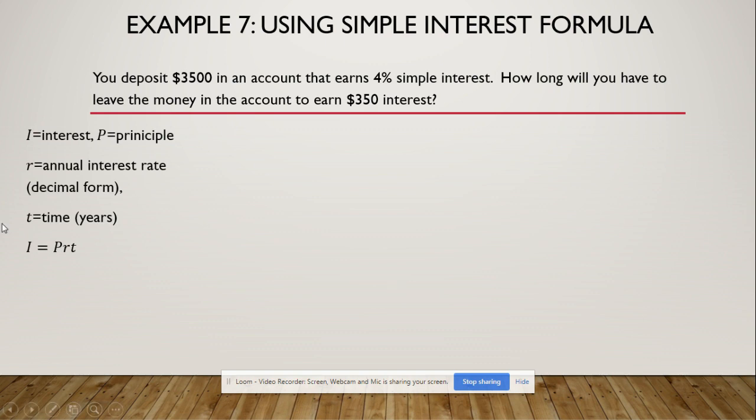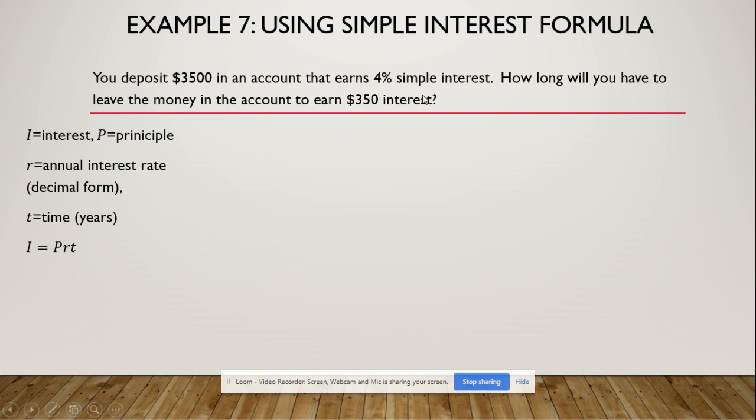So here's some important information to know about simple interest. In this equation, I will represent interest. P is the principal. That's the money you deposited right from the start. R is the annual interest rate. It's going to be in a decimal form. Okay, they'll usually tell it to you as a percentage. You need to switch that into a decimal by dividing that number by 100. Next, T is going to be time in years, and here's our equation. I is equal to PRT.